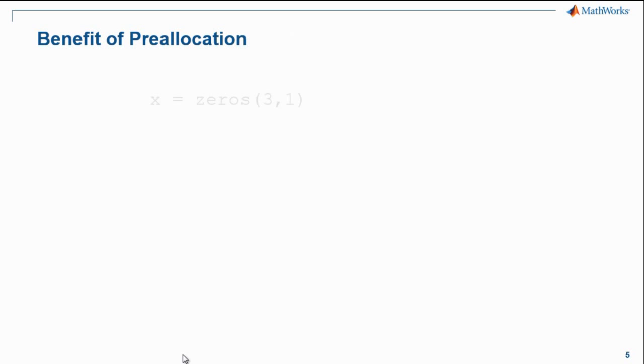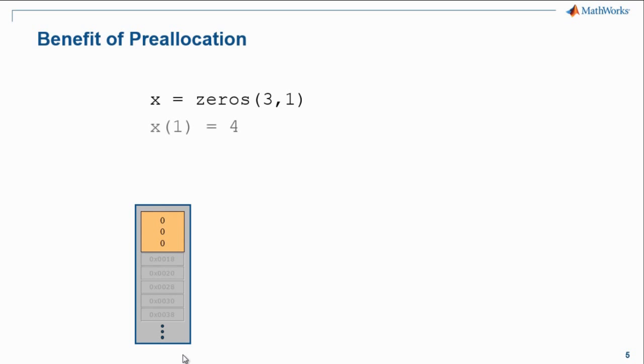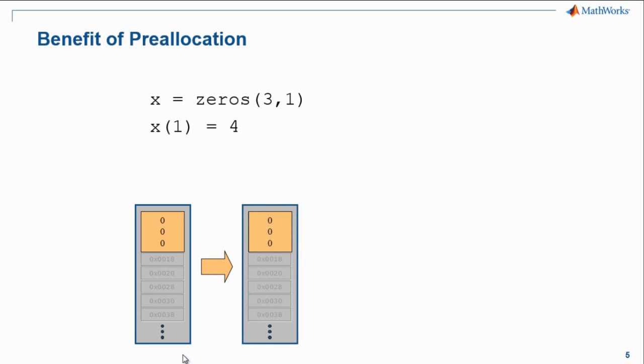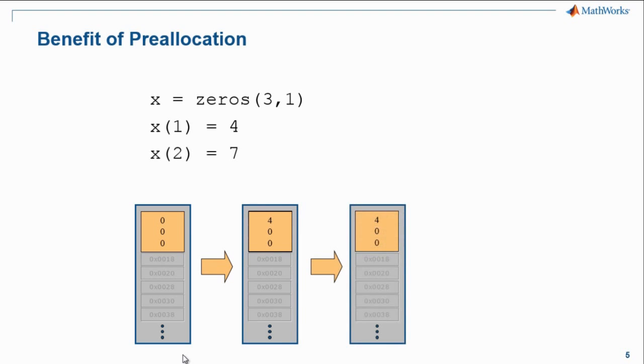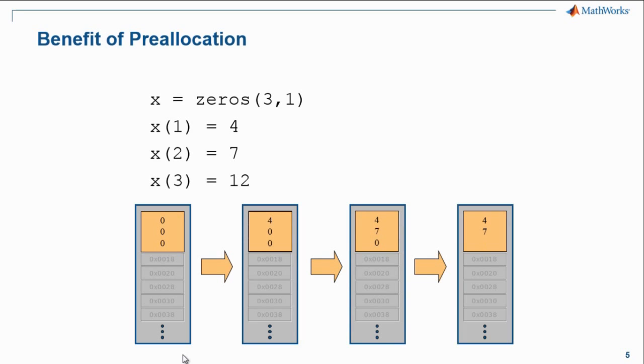So what we can do instead is say we know ahead of time how big the matrix needs to be. So we'll reserve space with zeros for that. And then as we insert the values, we're not having to do a memory copy on each iteration. And these reduced memory copies will speed up the application.